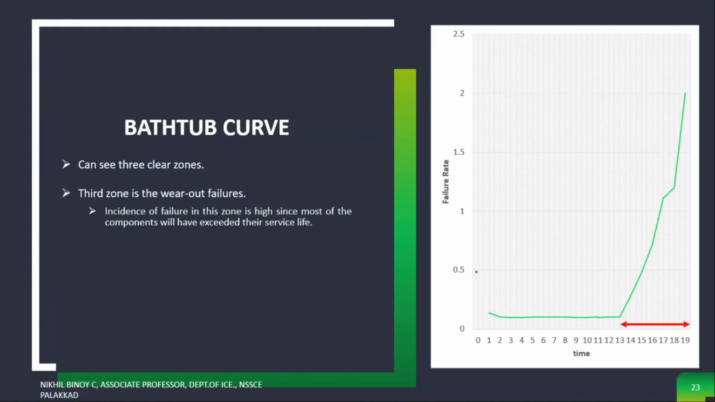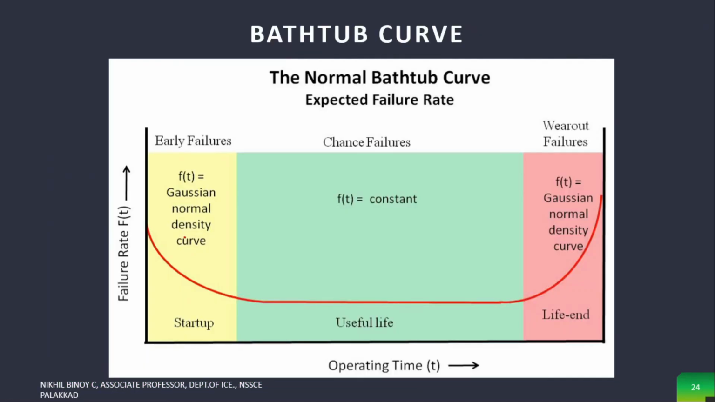Is it okay? Now, I told you this one is the normal graph. This is something similar to a bathtub. So the graph of failure rate is also known as the bathtub curve. Please note that. The graph of failure rate is known as the bathtub curve. So this one is the bathtub curve.